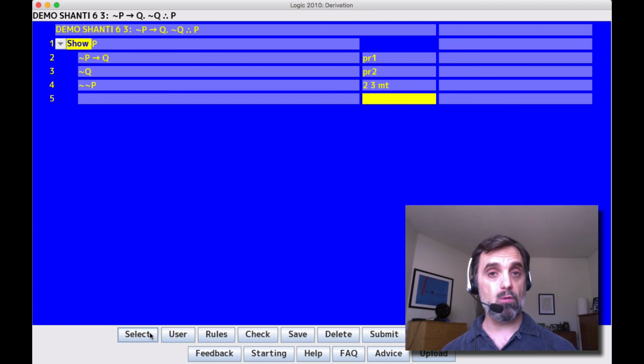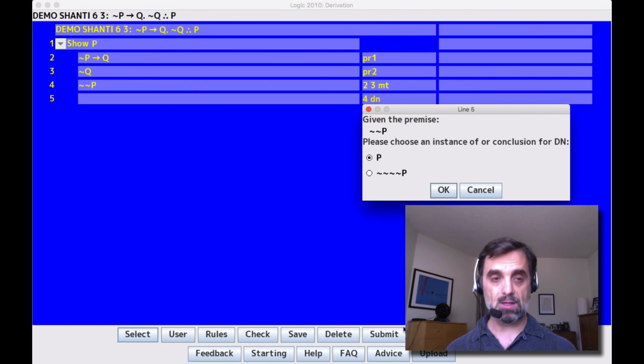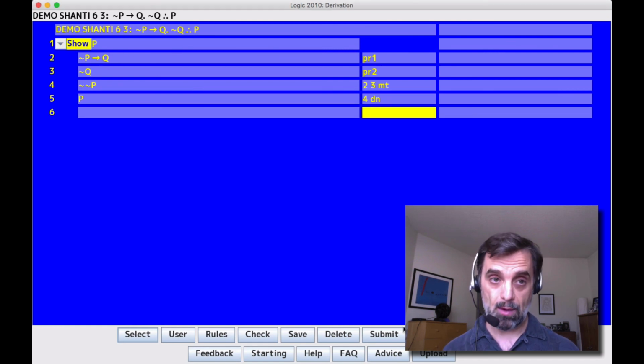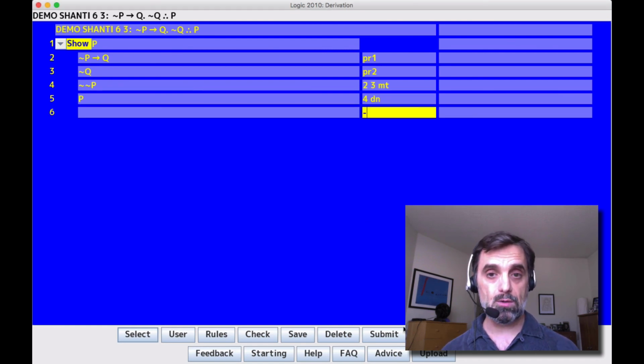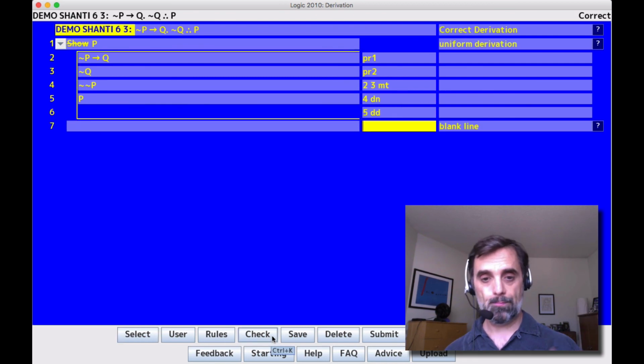And fortunately, using 4, we can get to P because we can double negate. We can get rid of those double negations. So we'll say 4 DN, and we get rid of the double negations, and we have P. And now we have what we need. We now have the conclusion, and so we can say direct derivation. Check it. Good to go.